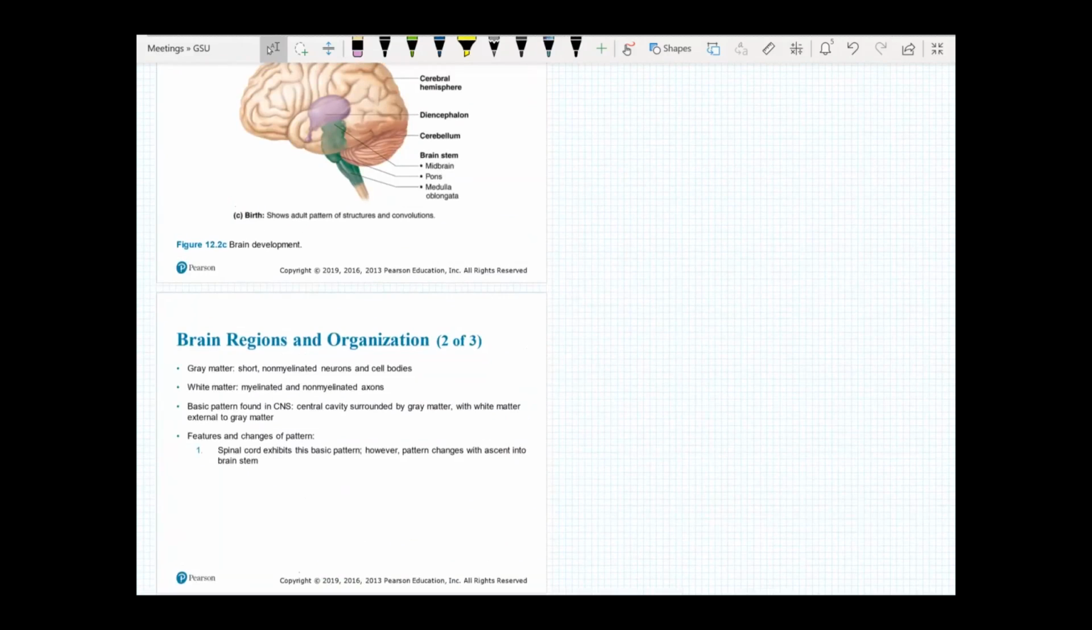But a couple terms and a couple ways that the organization occurs. So when you see the term gray matter, what this means is that it is going to be short, non-myelinated neurons. And the reason it's non-myelinated, the way you know that gray is non-myelinated, remember myelin is a fatty substance. A fatty substance is white. If you don't have the fatty substance, it looks gray.